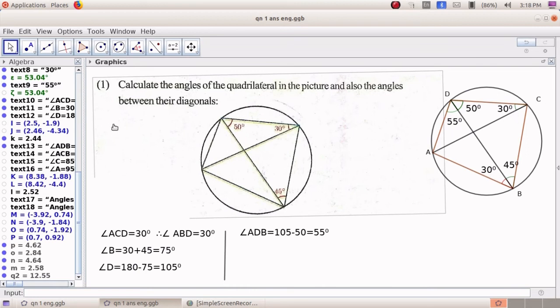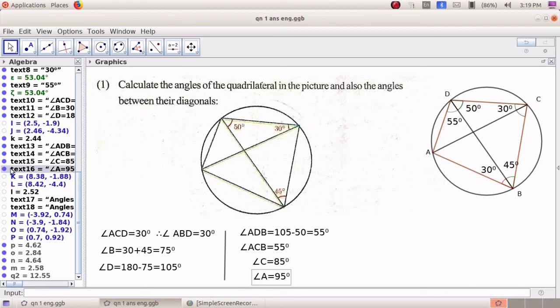We see that this angle is now 55 degrees. Therefore this angle is also 55 degrees. That is, angle ACB is now 55 degrees. Therefore the total angle at the vertex C, angle C, is equal to 30 plus 55. That is 85 degrees. This total angle is 85 degrees. Like that, in this cyclic quadrilateral ABCD, this one is 85. Therefore angle A is equal to 180 minus 85, which will be 95 degrees.